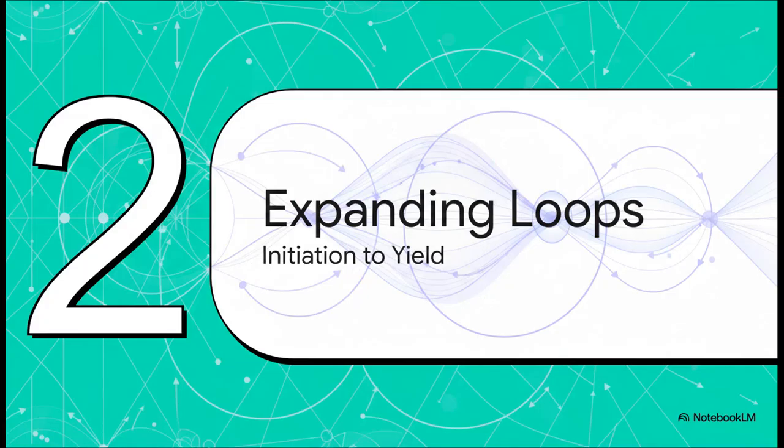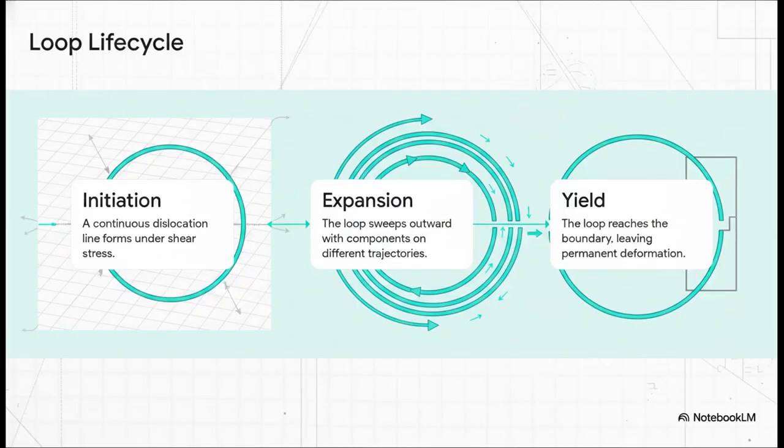Moving on to Section 2, expanding dislocation loops, initiation to yield. Let's see what happens when these individual pure components merge into expanding, continuous structures. In reality, macroscopic shear doesn't just happen with a single straight line moving across a block. It relies on a life cycle with 3 distinct phases.